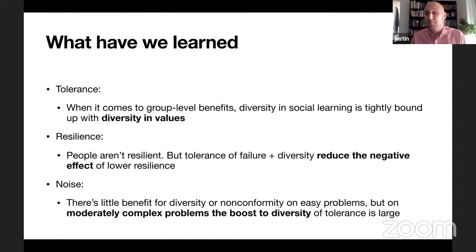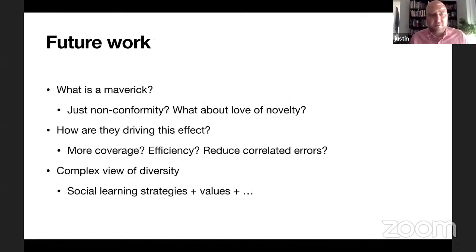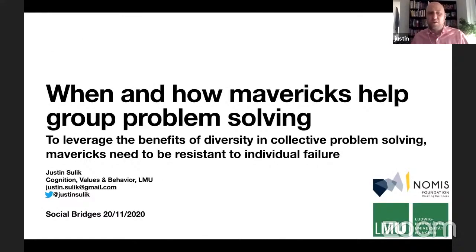The next thing we've learned is that, well, we know previously people aren't resilient. What we've learned is that combining this tolerance of failure with diversity can reduce the negative effect of having lower resilience. And we've also learned from the noise parameter that there's not much difference for these things on easy problems, but for moderately complex problems, the boost to diversity of tolerance is large. I'm out of time, so I'm going to skip the future work and just leave you my research question and my answer over there.